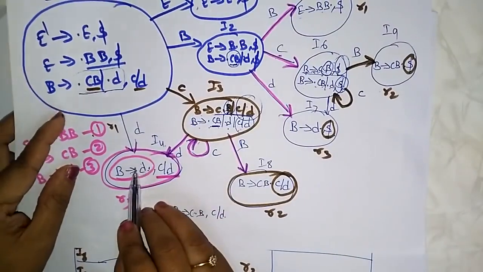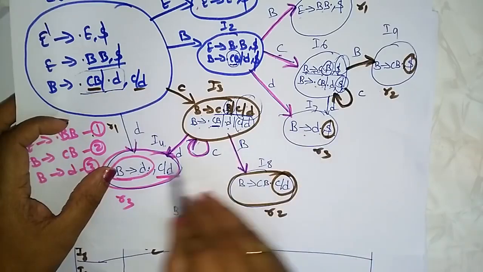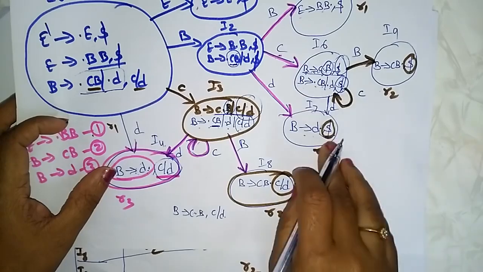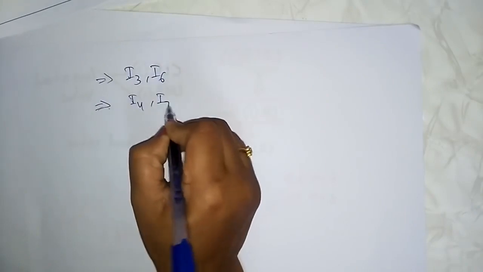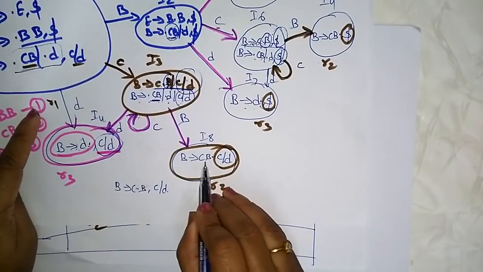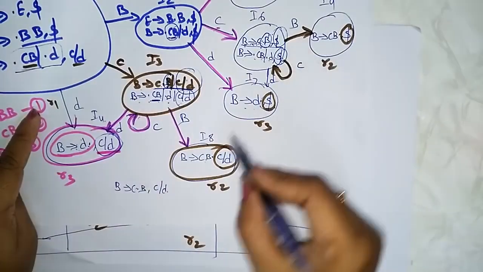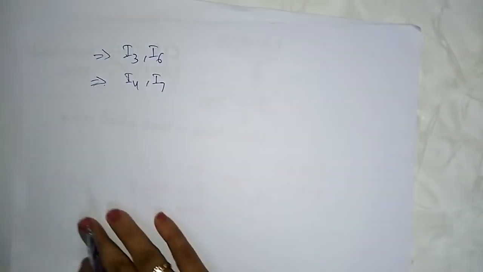States having the same production and different look ahead values. Now check I4: B determines D dot. And here I7: B determines D dot. Both have the same productions, but the only difference is the look ahead value, C/D and the dollar. So write these two states also, I4 and I7. Next take I8, which has B determines CB dot, and I9 has B determines CB dot. The only difference is the look ahead value, C/D and the dollar.